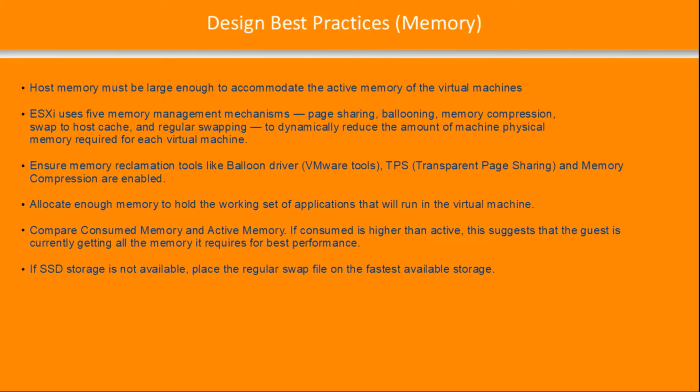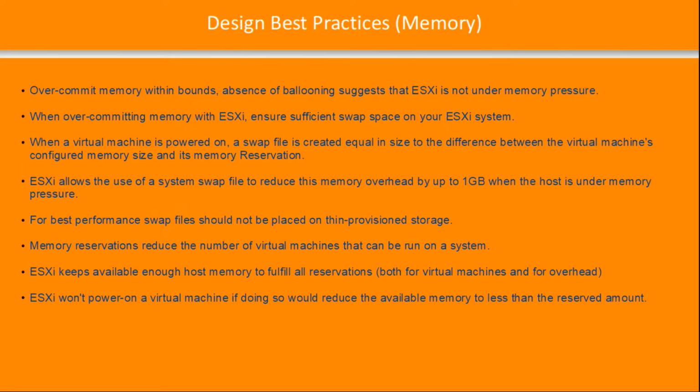In the event SSD storage is not available, place the regular swap file on the fastest available storage that you have in the environment. Overcommitting memory is recommended, however, within bounds. Absence of ballooning suggests that ESXi is not under memory pressure. When overcommitting memory with ESXi, ensure sufficient swap space on your ESXi system.